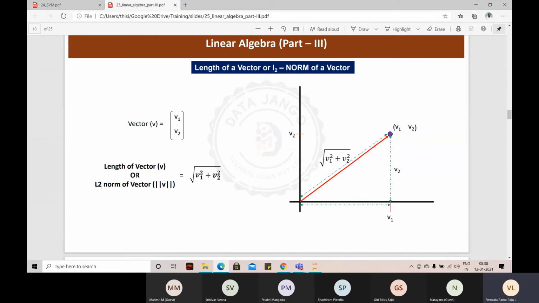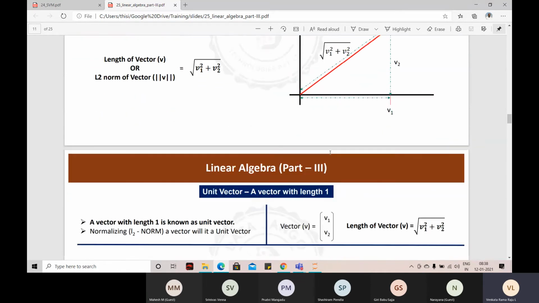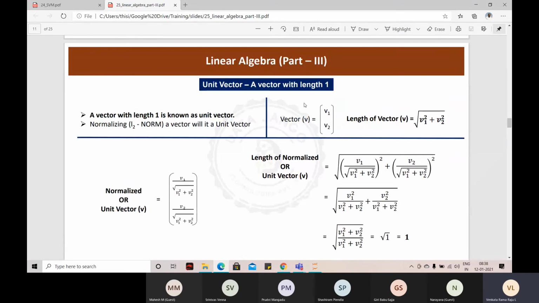This is the L2 norm. L2 norm and length of a vector are the same. That is another concept we should remember. Unit vector: any vector can be converted to a unit vector when you normalize. How do you normalize? You take the length of the vector and divide the vector by it, and it becomes a unit vector. This is the normal vector and we converted it into a unit vector.